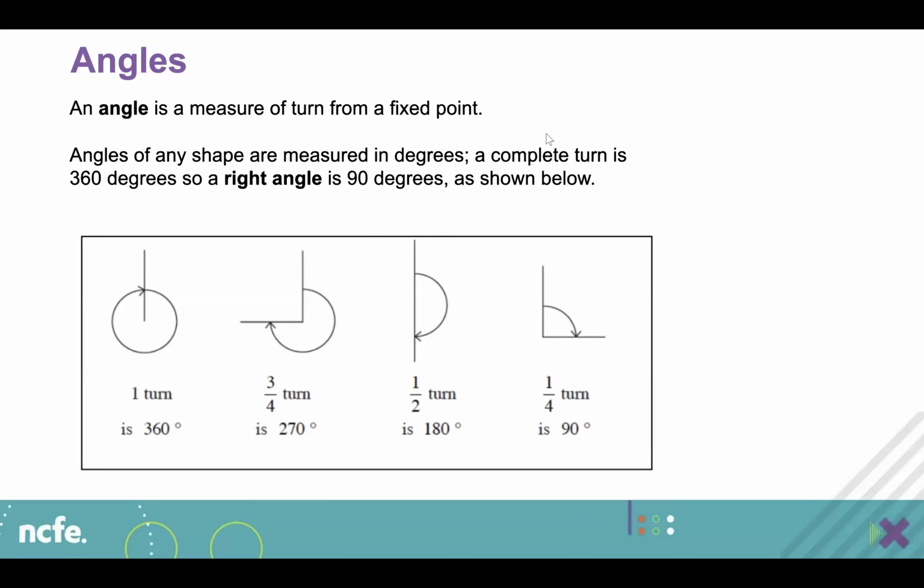So, an angle is a measure of a turn from a fixed point. Angles of any shape are measured in degrees. A complete turn is 360, so a right angle is 90 degrees as shown below.